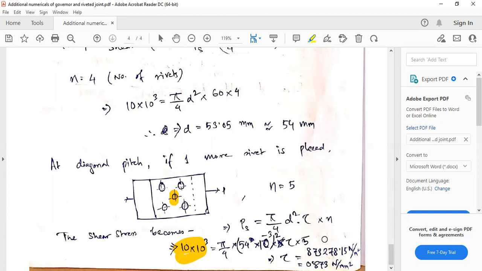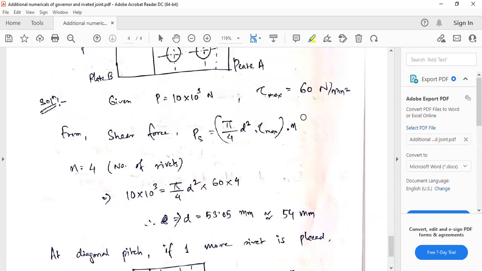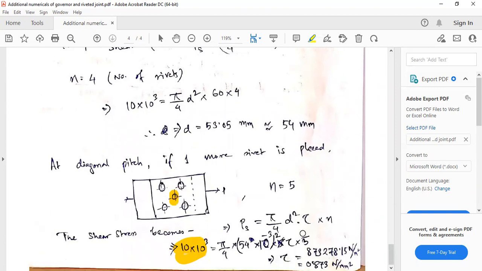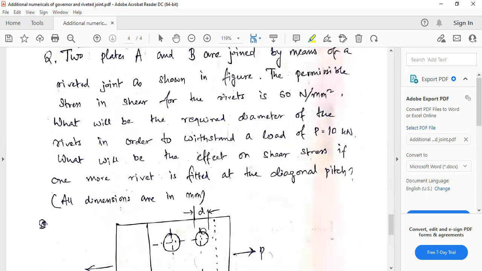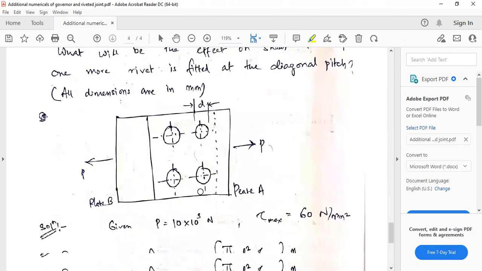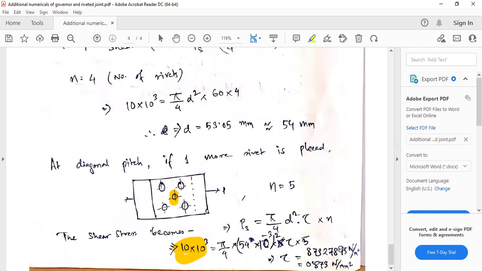So for 5 rivets, if you want to keep the shear stress for each rivet at 60, that is the permissible stress, then you have to put 60 here, put 5 here, and calculate back the diameters. What should the diameters be? Here in this question they are asking what will be the effect on shear stress. So in this case, shear stress reduces if it is placed here at the diagonal pitch.